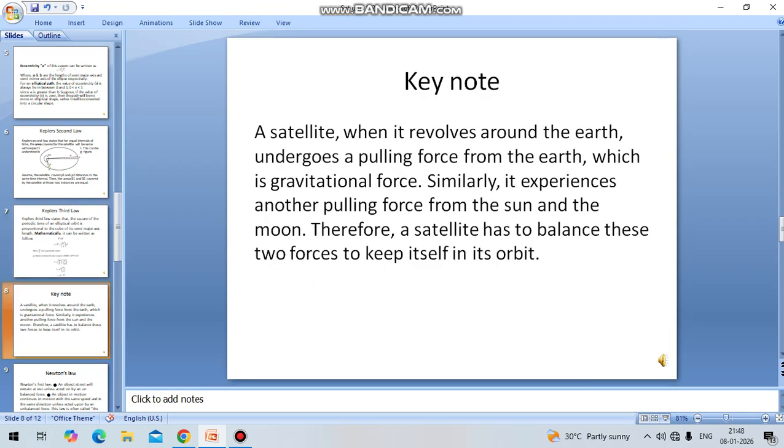So we can say that when a satellite revolves around the Earth, it undergoes some pulling force or some external disturbances. These external disturbances come from the gravitational force of nearby objects like the Earth or other objects. Similarly, it experiences a pulling force from the Sun as well as the Moon. So when the satellite is launched and reaches its orbit, it should maintain the correct position, and a balance between the two forces should be maintained.